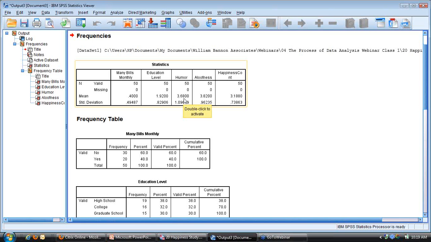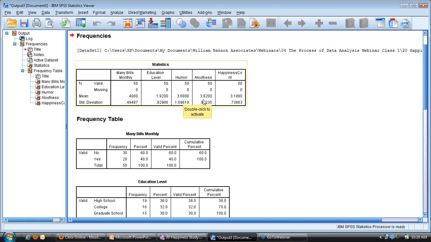So we see the mean for humor is 3.68. If you recall from last week, the scale is 1 to 5, right? That makes the mean meaningful. If it's a mean of 3.68 on a scale of 1 to 10, it's different than a mean of 3.68 on a scale of 1 to 5. So you have to keep in mind the scales when you interpret the mean.